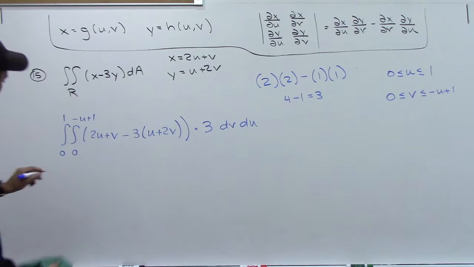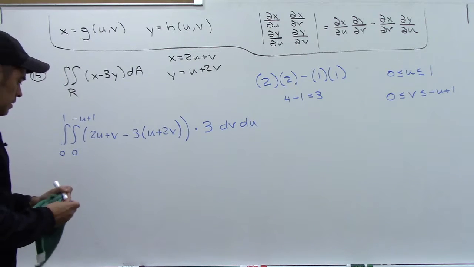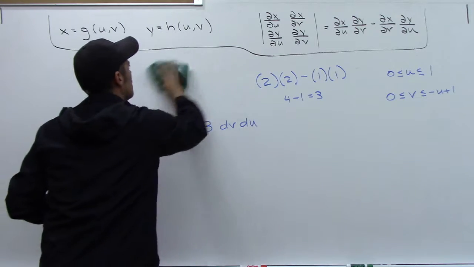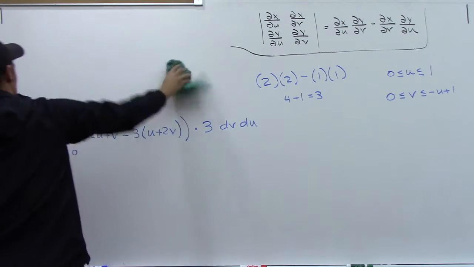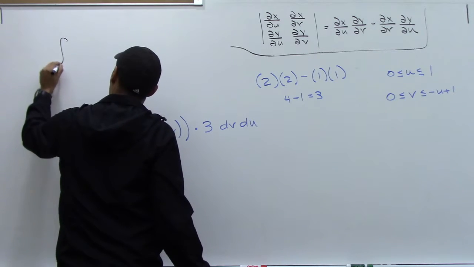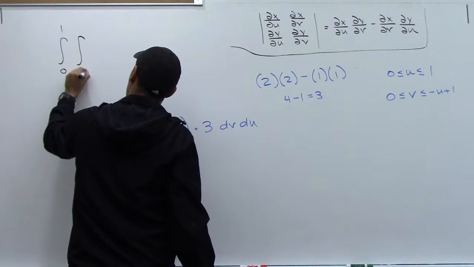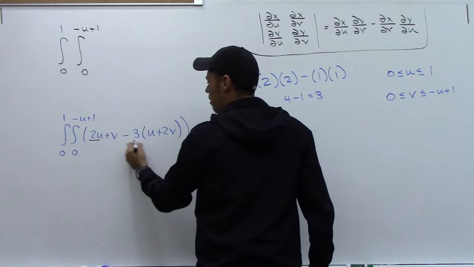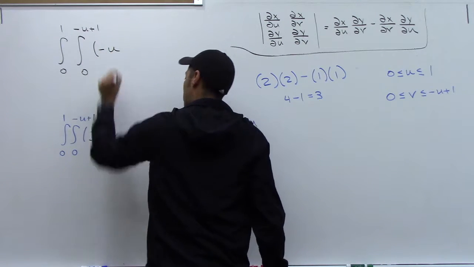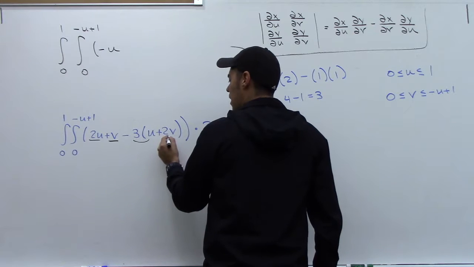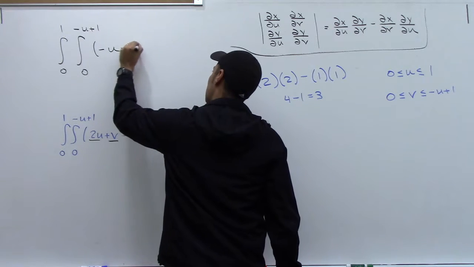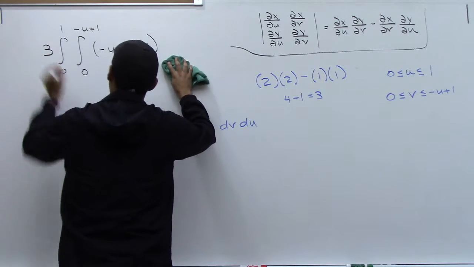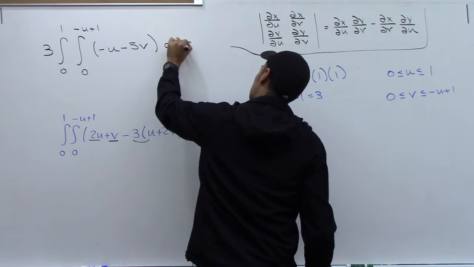Let me clean this up. Double integral, zero to 1, 0 to negative u plus 1. Let's see, I have 2 u's. I'm going to take away 3 u's, so I've got negative u. I've got v, and I'm going to take away 6v. I've got minus 5v. And then I have a 3. Oh, that 3 is going to multiply through. Or I can just pull the 3 out. That's fine. And then dv du.